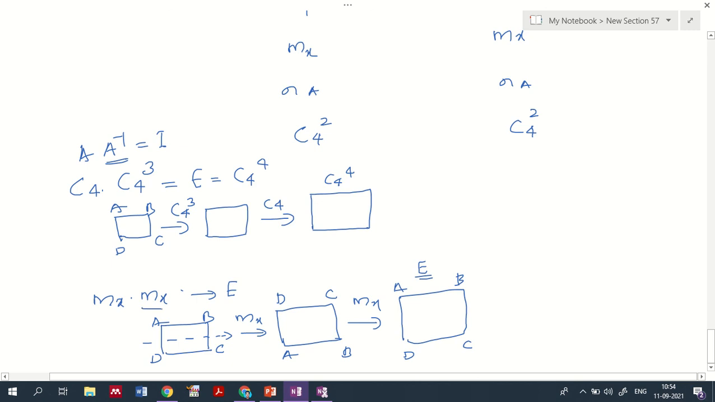That is MX ന്റെ ഇൻവേഴ്സ് എന്ന് പറയുന്നത് എന്താണ്? This is A and this is A inverse corresponding to that. So that is, we are getting the identity element corresponding to that.